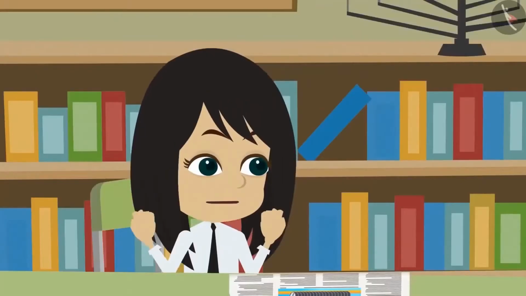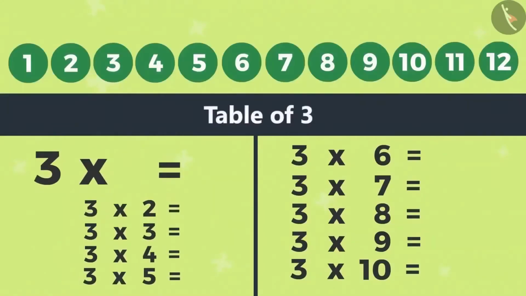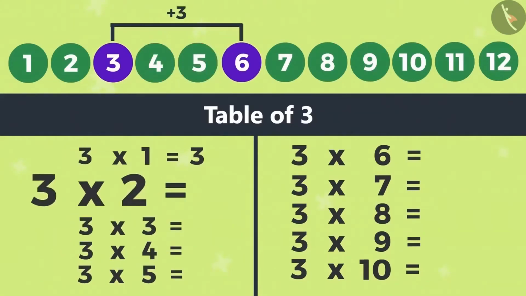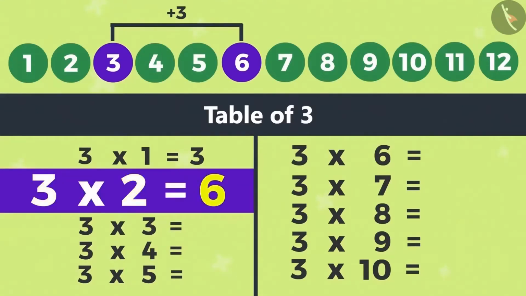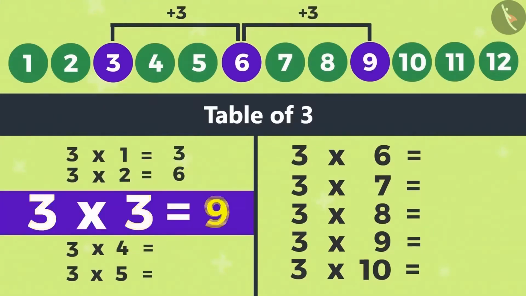So let's fill it. One rickshaw has 3 tires. And to find out how many tires 2 rickshaws have, we will add 3 to 3. The answer will be 6. That means multiplying 2 by 3 gives the answer 6, which means 6 is double of 3. Then after adding 3 to 6, the answer will be 9. That means 3 threes are 9.